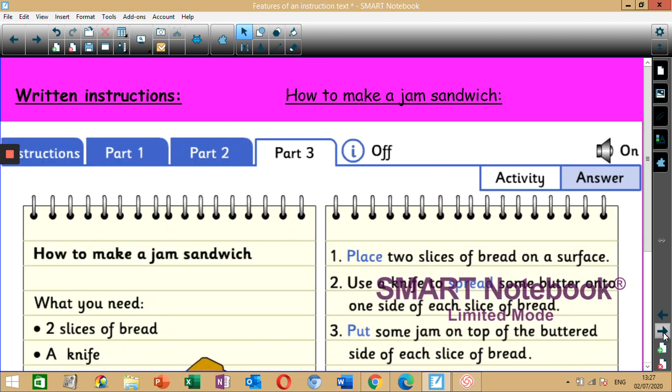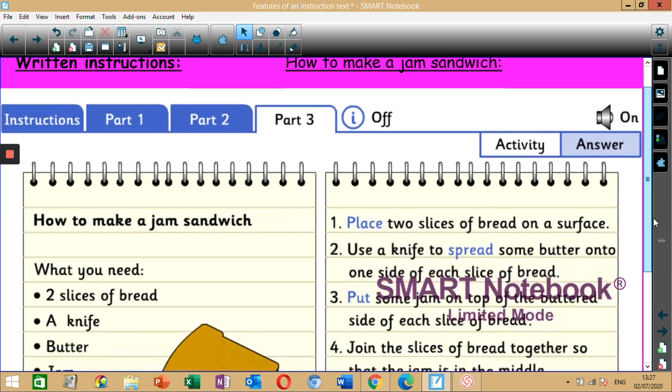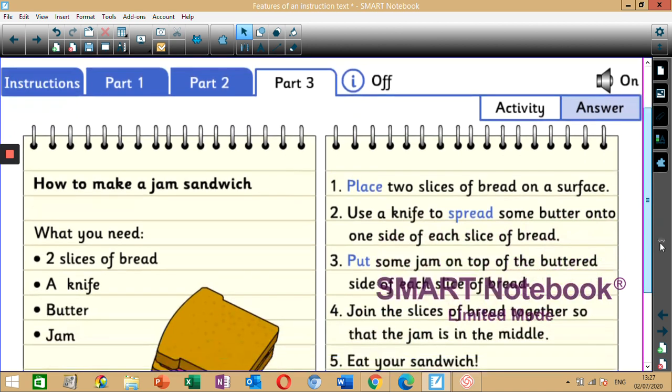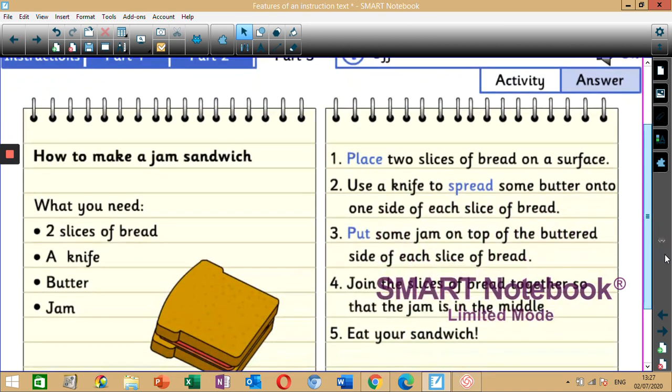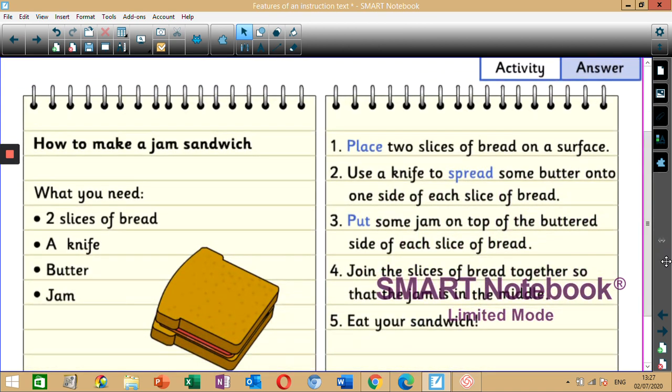Now let's look at what written instructions are. Over here we have instructions on how to make a jam sandwich. So let's look through it together. How to make a jam sandwich. What you need: 2 slices of bread, a knife, butter and jam. And then over here there's the instructions.